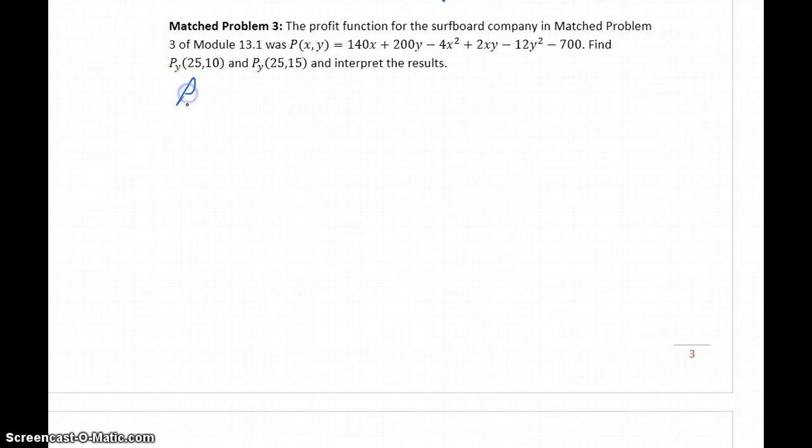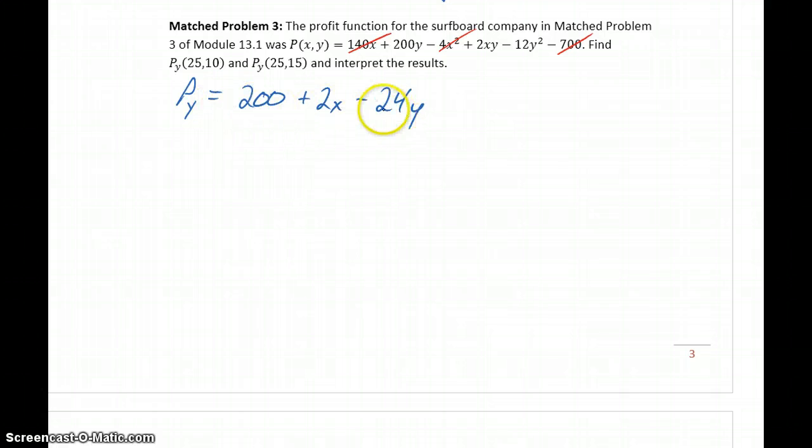So the first thing that we need to find is p sub y, or the derivative of our profit function with respect to y. We could quickly go through and cross out any terms that don't have a y component, because those are constants, so the derivative is just 0. All we need to differentiate is 200y, which would be 200, plus 2xy, which would be 2x, and then minus 12y squared, which will be minus 24y.